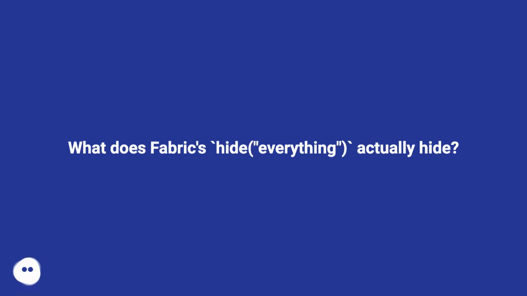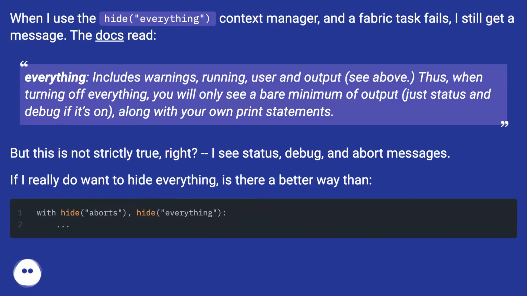What does Fabric's hide('everything') actually hide? When I use the hide('everything') context manager and a Fabric task fails, I still get a message. The docs read, "everything includes warnings, running, user and output, see above." Thus, when turning off everything, you will only see a bare minimum of output, just status and debug if it's on, along with your own print statements.